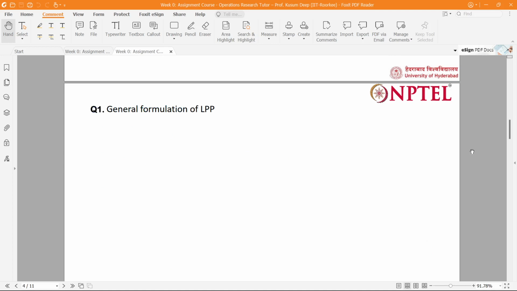And next, here is the general formulation of LP. In constructing a mathematical model, there are many ways of doing so, and one of these is the linear programming problem, that is LP. Whenever the constraints and also the objective function are linear, then we can use a linear programming problem. Here you can see the general formulation of this linear programming problem.